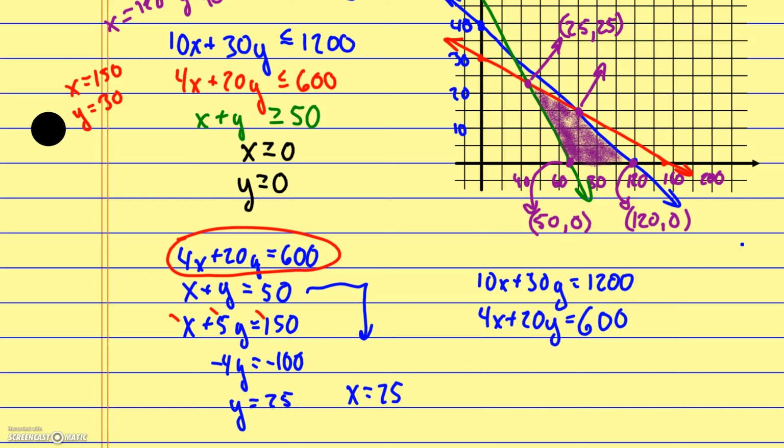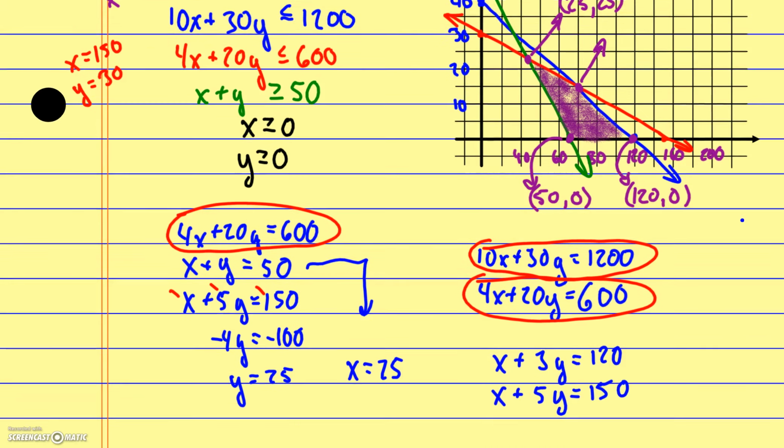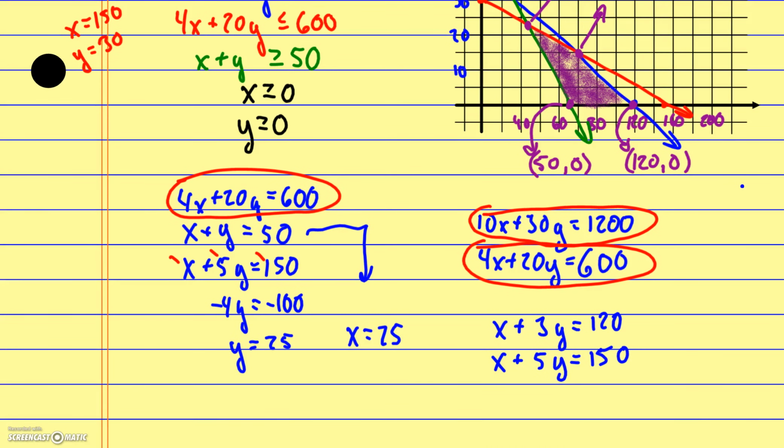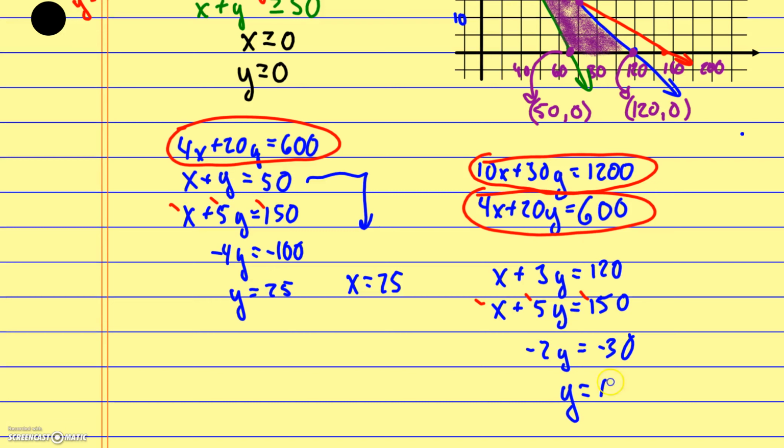Now I can divide each of these to make it a little simpler. I'm going to divide the first one by 10, which leaves me with x plus 3y equals 120. I'm going to divide the second one by 4 again, just like before: x plus 5y equals 150. Then I'll solve by elimination again. I multiply the entire second equation by negative 1, and when I add these up, it leaves me with negative 2y equals negative 30. I divide and find that y equals positive 15.